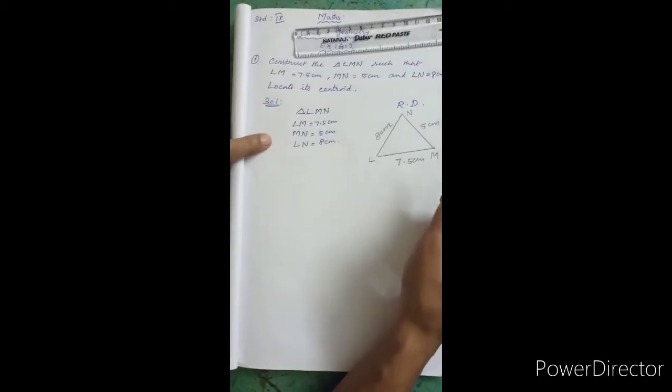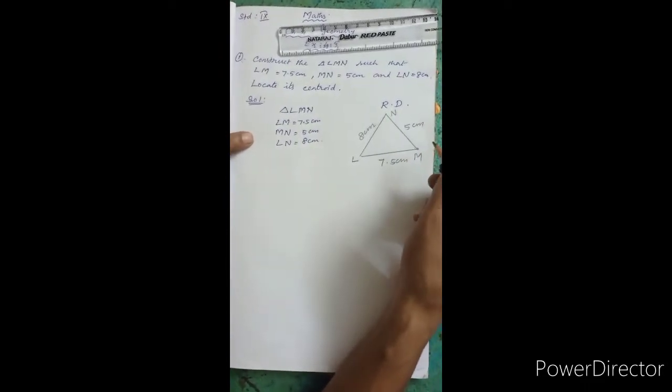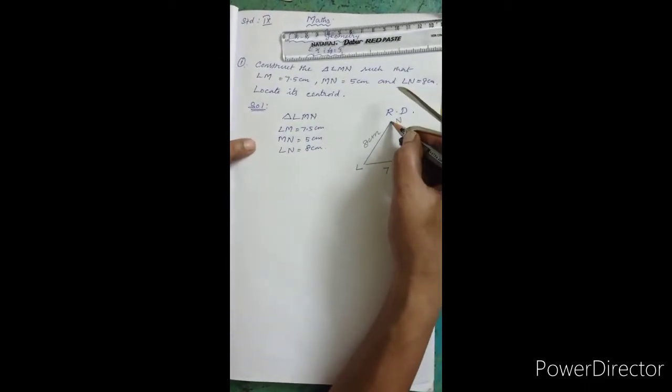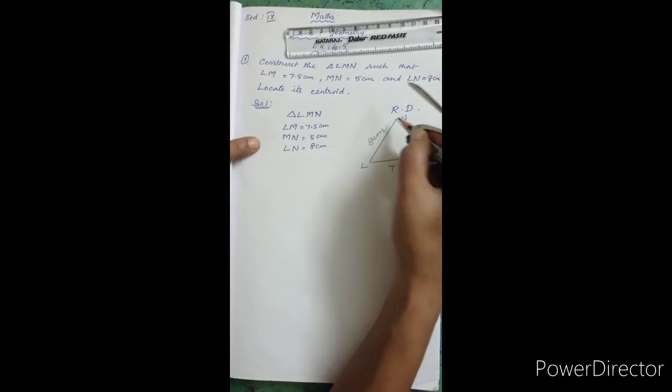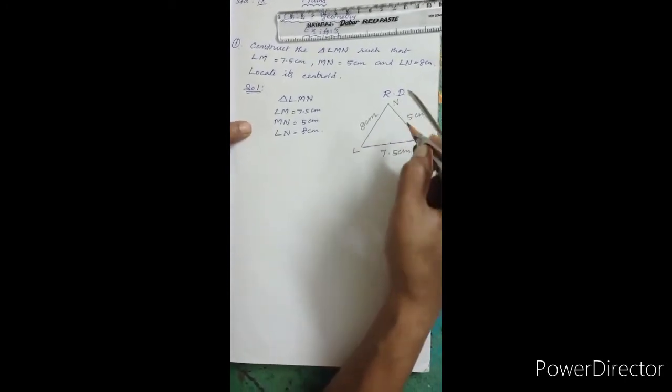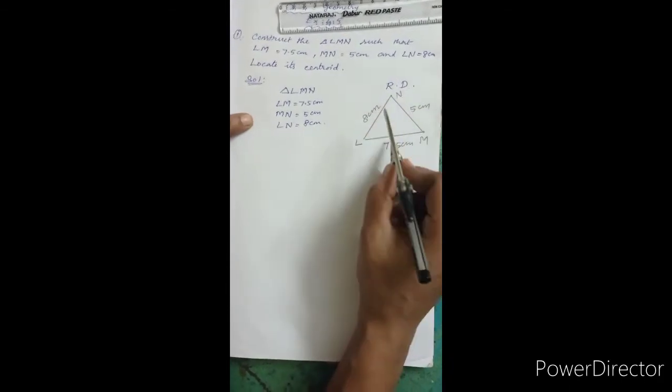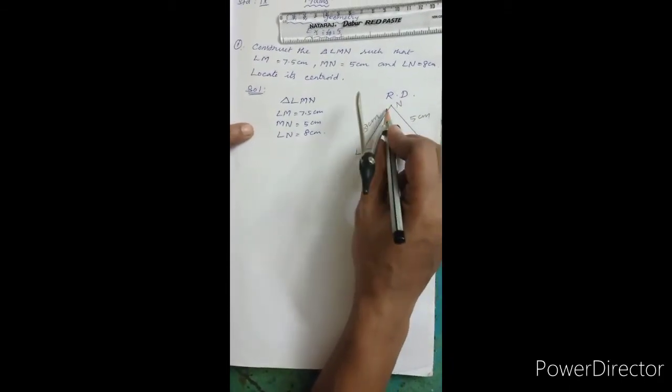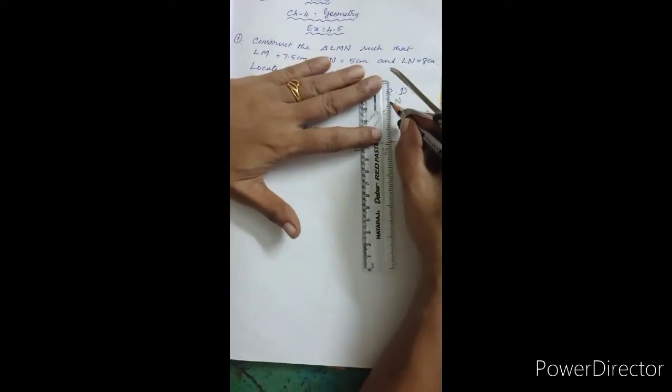So what is median? Median is a line segment which connects a vertex of triangle to the midpoint of its opposite side. This is vertex of triangle. This is midpoint of this opposite side. Join this line.